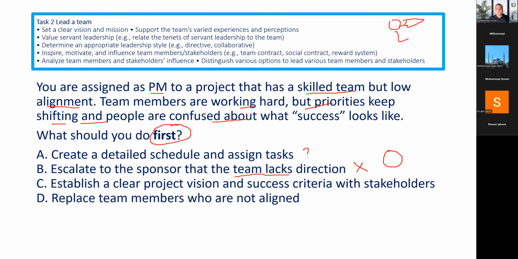Establish a clear project vision and success criteria with the stakeholders. I had a pop-up in my mind when I started explaining what I think should be the answer. So this is my answer. But let's go and read the next.